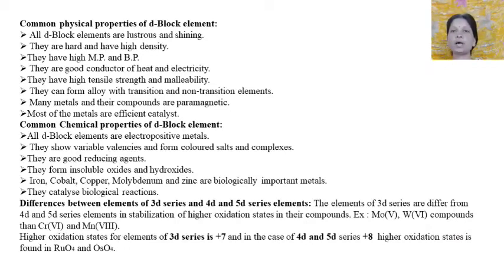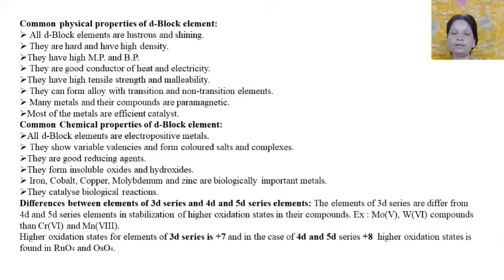All d-block elements are electropositive metals. They show variable valencies and form colored salts and complexes. They are good reducing agents. They form insoluble oxides and hydroxides. Iron, cobalt, copper, molybdenum and zinc are biologically important metals. They catalyze biological reactions.